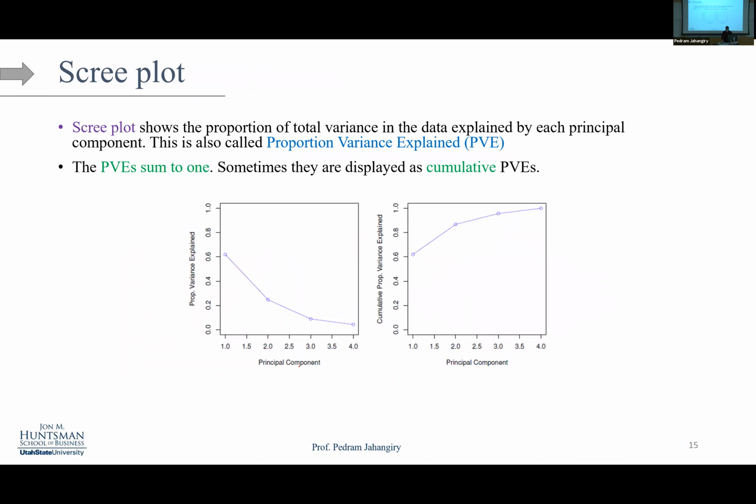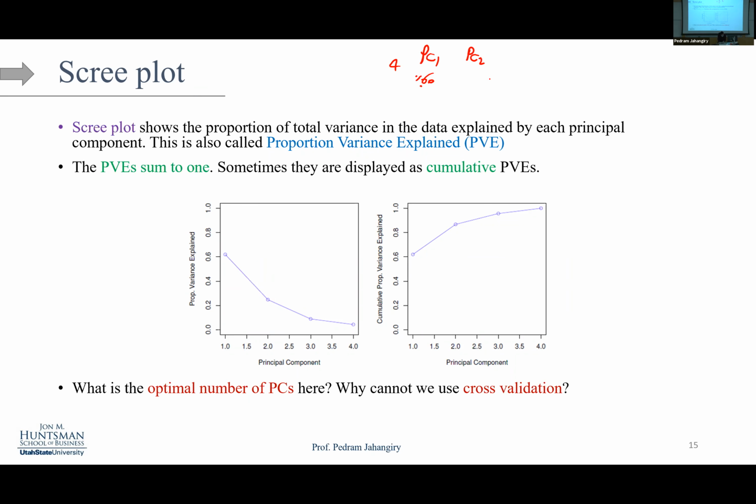All right. Okay, now let's see what a Scree plot is. A Scree plot is going to be very useful, and it shows the proportion of total variance in the data explained by each principal component, right? So for example, imagine you have 4 dimensions, and PC1 explains, I don't know, 60%, PC2 explains, let's say, 20%, PC3 explains 15%, and PC4 explains 5%. You should add up to 1. So 80, 95, 5%.